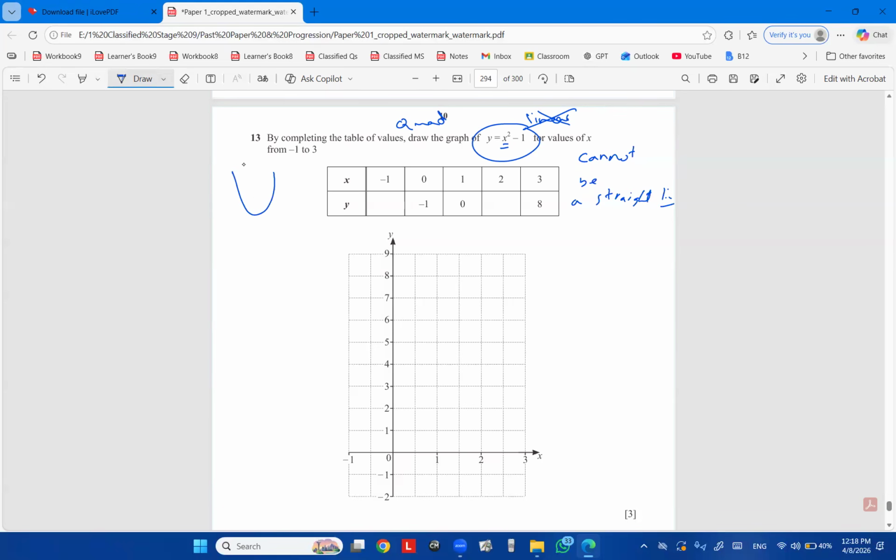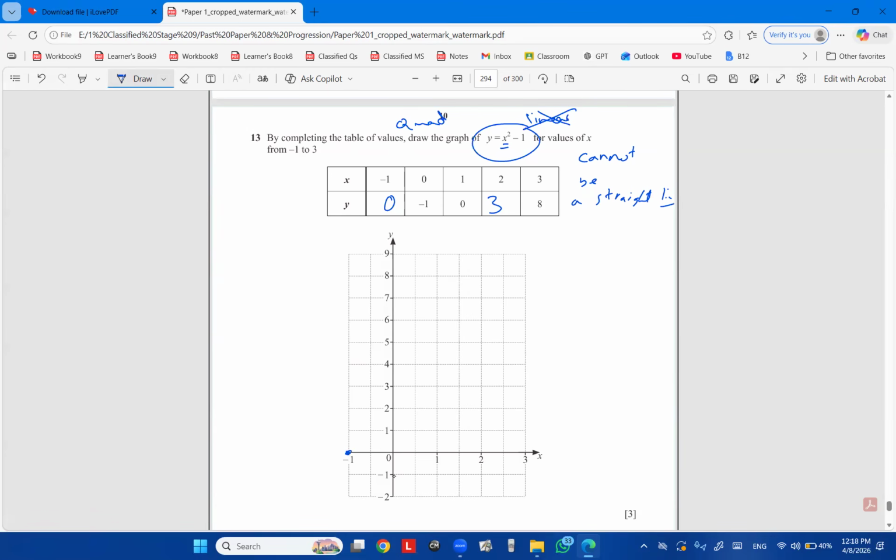The line will look this way, and I cannot use a ruler. So let's start here answering the question. -1. So -1 squared is 1. 1 minus 1 is 0. And 2 here squared is 4. Minus 1 is 3. I need now to plot them. -1, 0 is here.